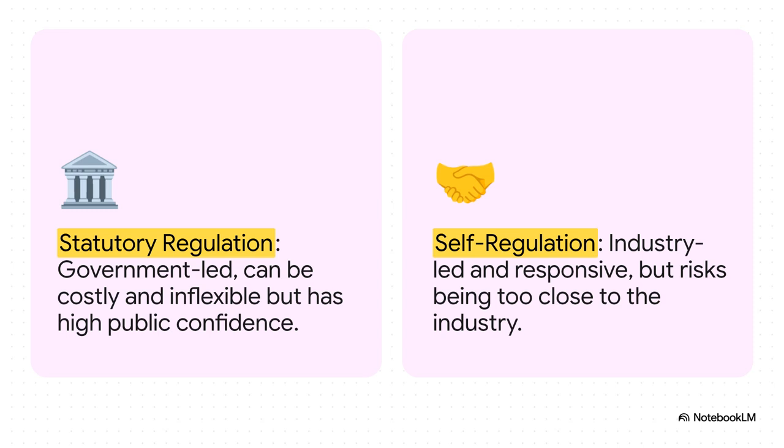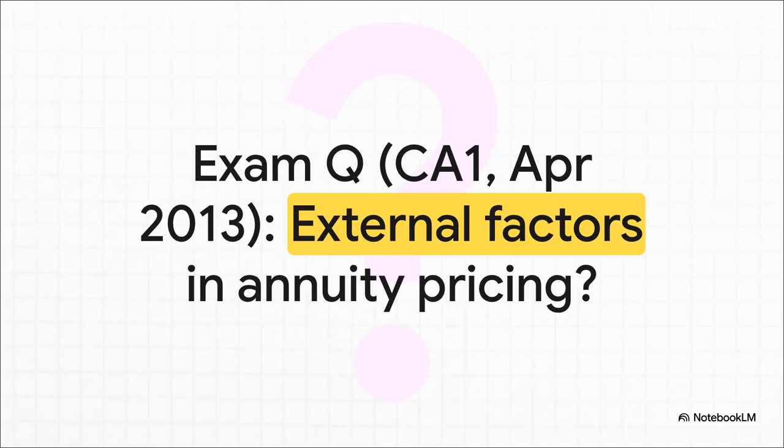Just think about the difference between a principles-based system versus something super prescriptive like Solvency II in Europe. They lead to completely different worlds in terms of cost, flexibility, and who the public trusts. Okay, so here's a real exam question. How would you actually apply all this stuff? Let's say a company is launching an enhanced annuity product.